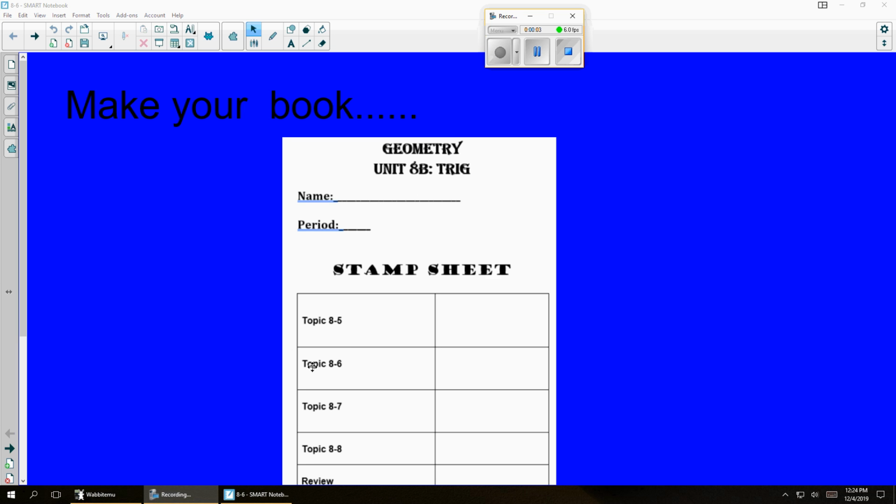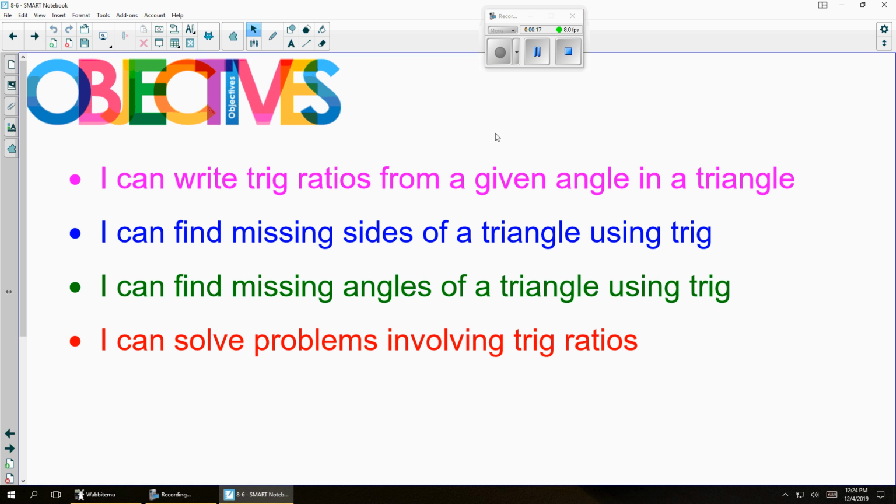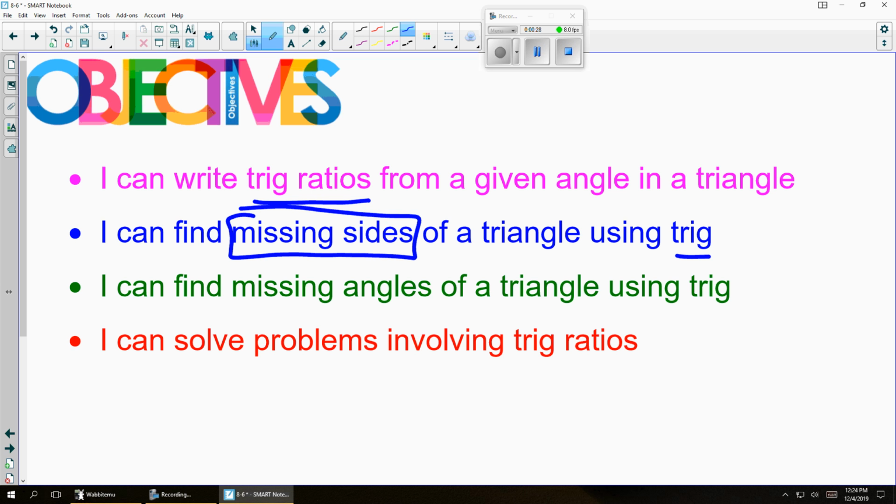So today we'll look at topic 8-6 in the trigonometry unit of geometry. Start out, and if you don't have a stamp yet for yesterday's homework, we'll take care of that now. Yesterday in 8-5, we worked on writing trig ratios from a given angle. Today we're going to look at finding the missing sides using trig.